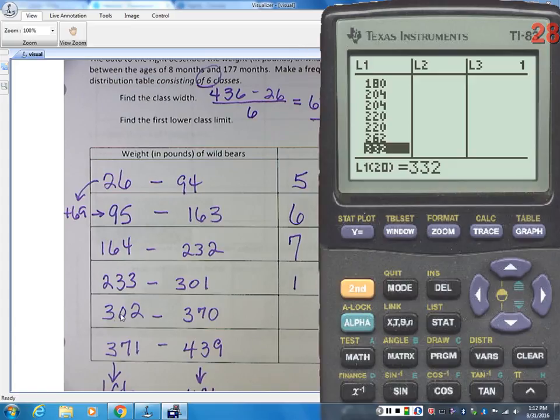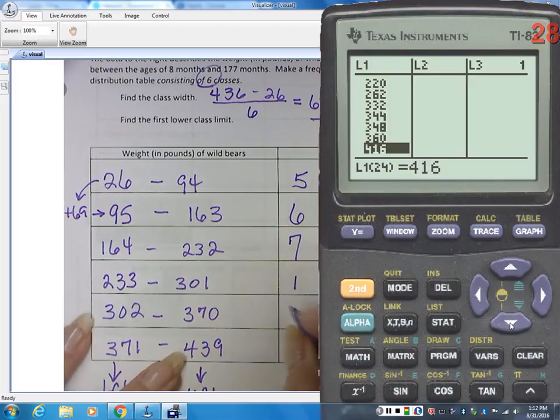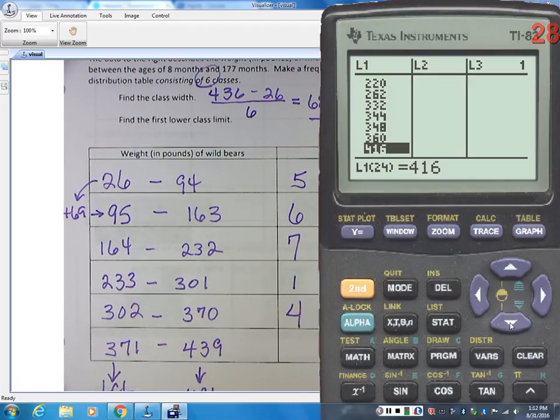So then we're starting 302 to 370. 1, 2, 3, 4. And that was too big, so we have 4 values in this class. And then 1, 2, we're done.